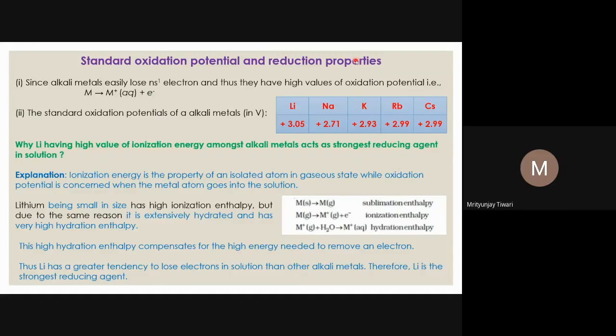Since alkali metals easily lose the ns1 electron, that is, the outermost electron, the last electron, they can have high values of oxidation potential. If you look at the standard reduction potential, it will have a negative sign, while the standard oxidation potential we see with the positive sign. So for these metals, lithium, sodium, potassium, rubidium, cesium, usually the electropositive character increases down the group.